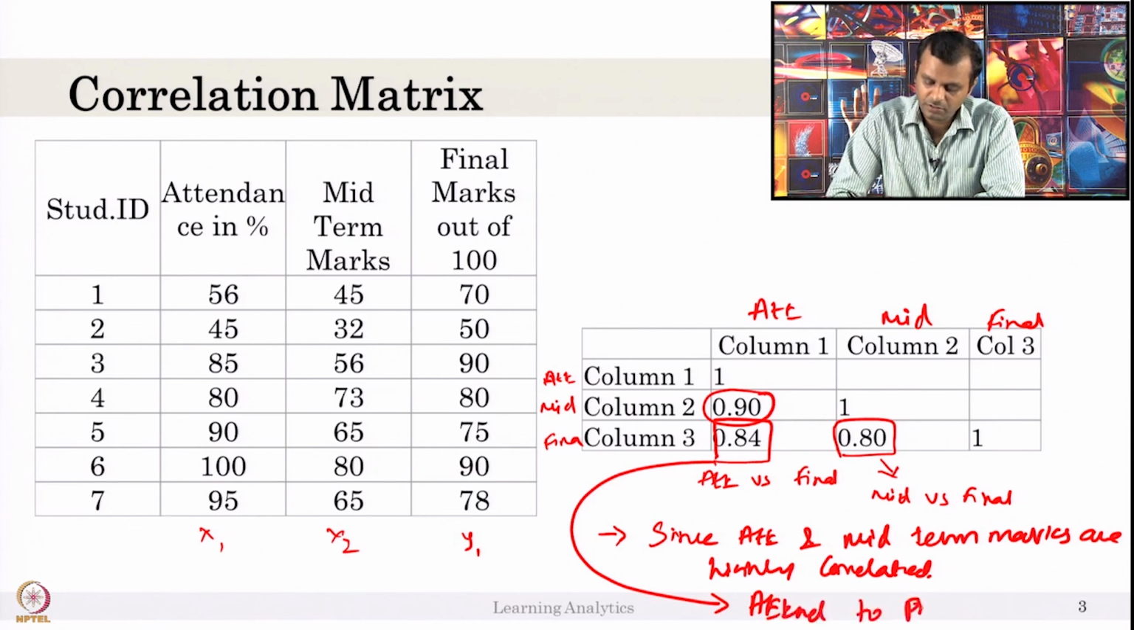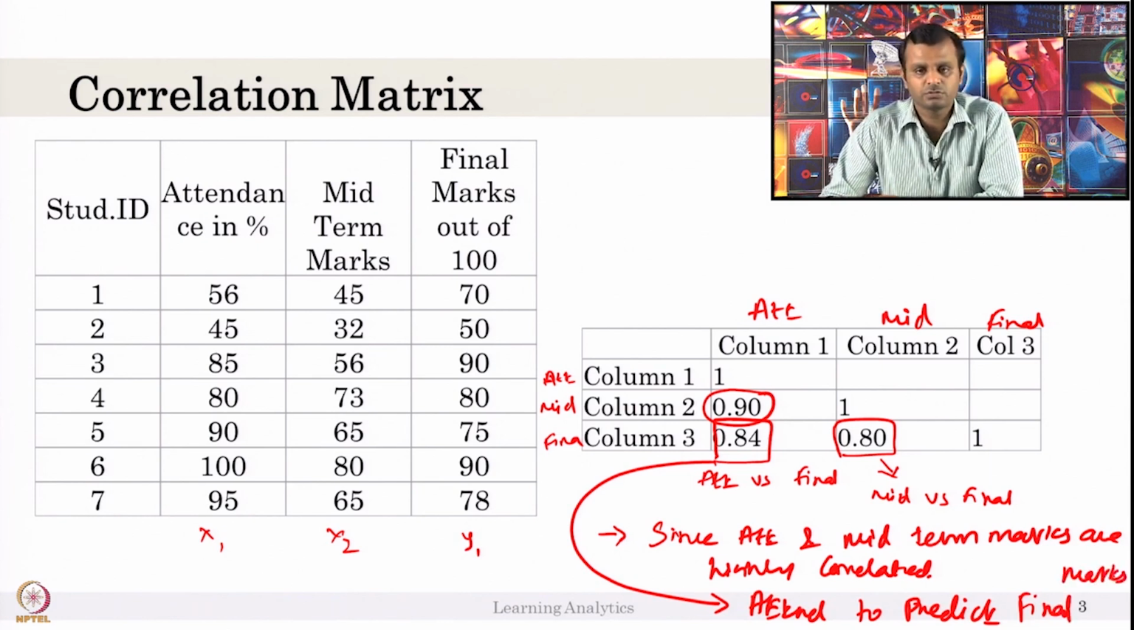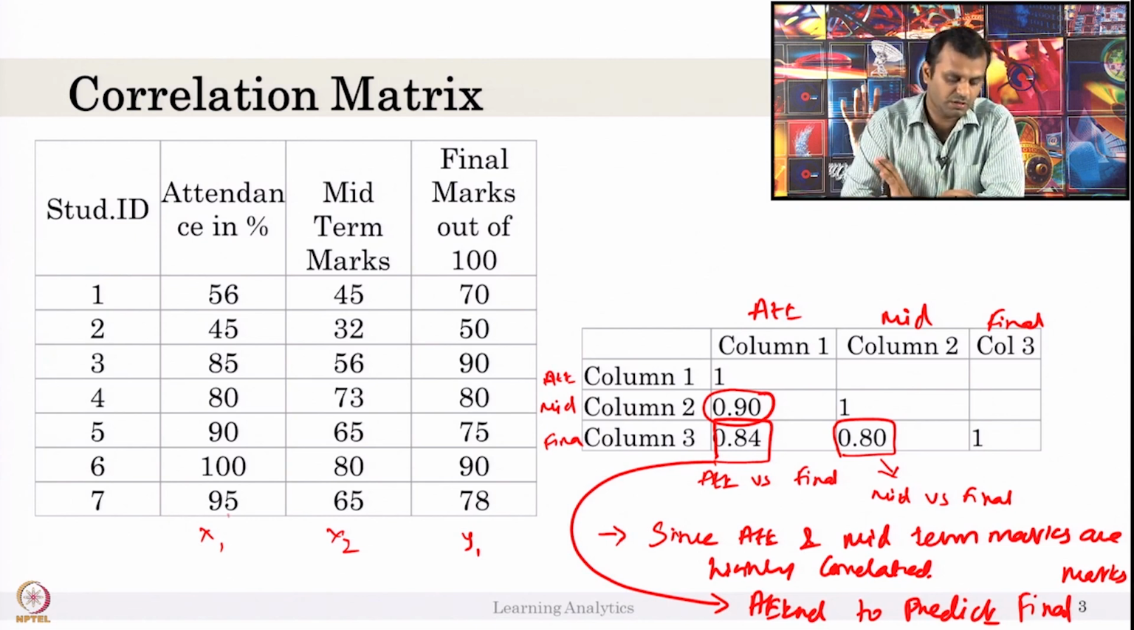to predict final marks, right. So, that is what I will try to do. The reason is I will try to use the best independent variable, the one most correlated with the dependent variable, for creating the classifier. For these two values, it is easy to predict.